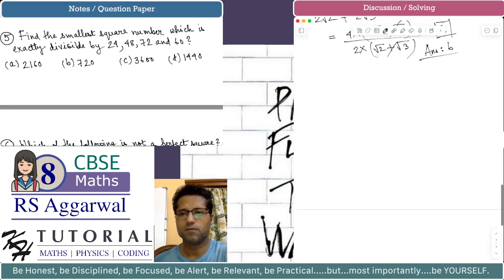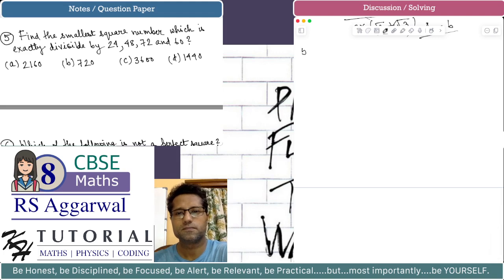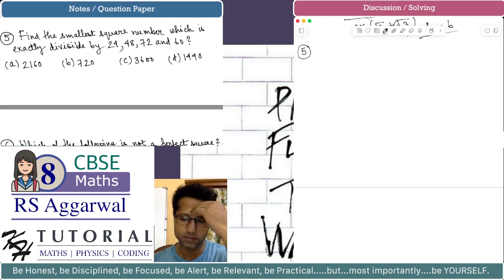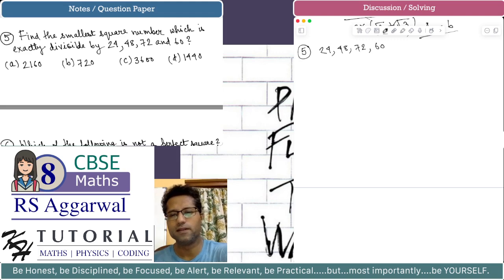Okay, let's do problem number 5. Find the smallest square number which is exactly divisible by 24, 48, 72 and 60. So we have solved this kind of problem while discussing the theoretical videos in the playlist CBSE Maths 8 by S. Agarwal. How do we find the smallest square number which is divisible by some given numbers? So the given numbers are 24, 48, 72 and 60. We have to find the least square number which is divisible by all these numbers.